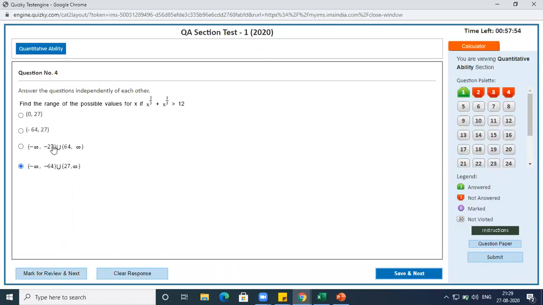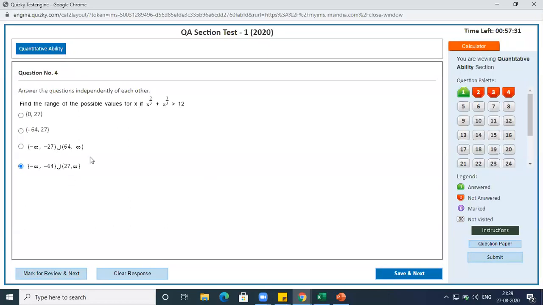What about minus infinity? If I take 0, it will be 0 plus 0. Is that greater than 12? No. So minus 100, minus 64, minus 27, okay, got it. If I take 49, 49 to the power 2 by 3 plus 49 to the power 1 by 3 is greater than 12. Got it.